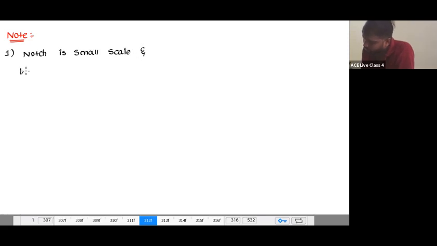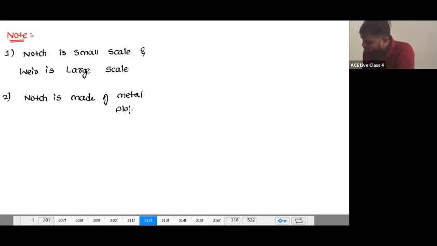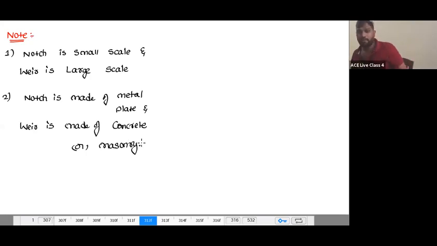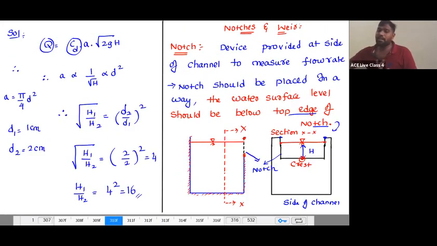Weir is larger scale. Notch is a small scale, weir is a larger scale. Similarly, notch is made up of a metallic plate and weir is made of concrete or masonry. So that's the difference between the notch and weir.